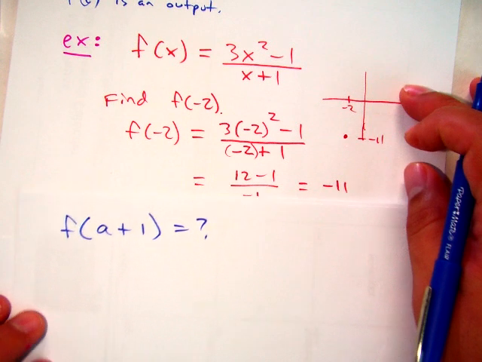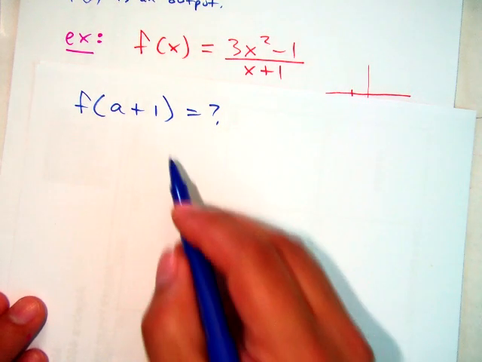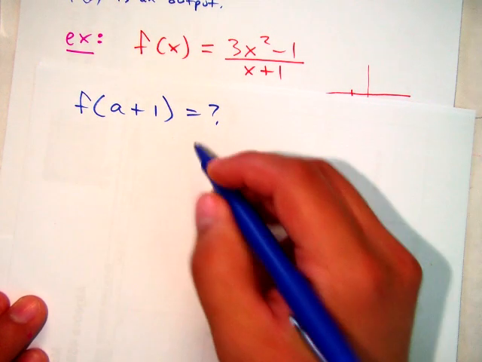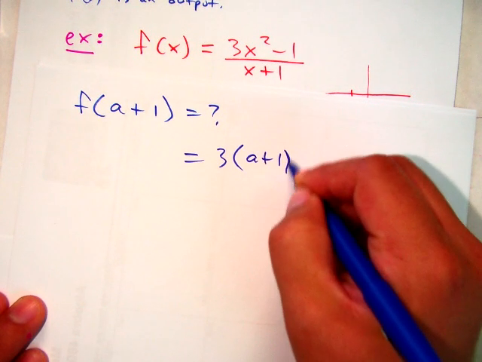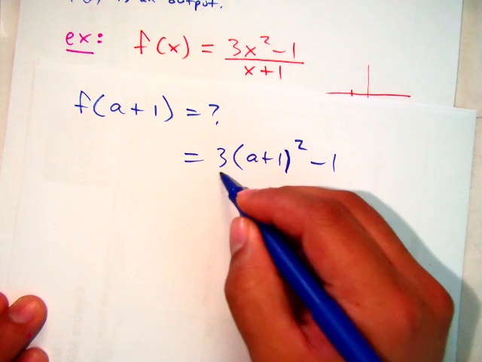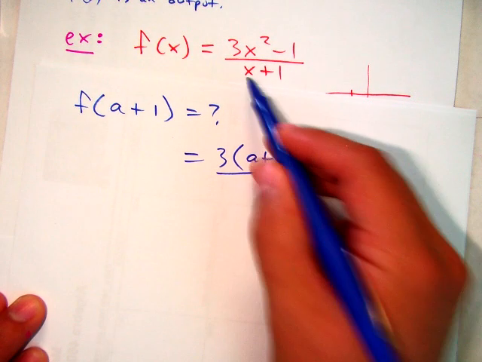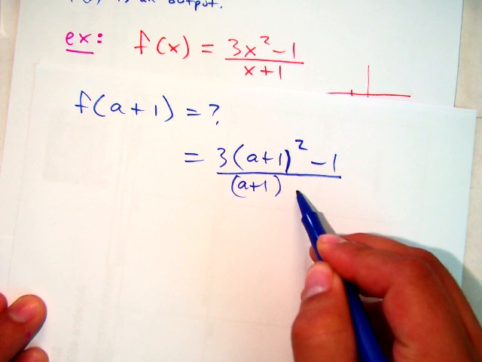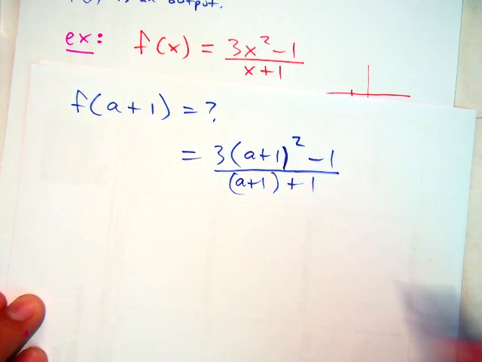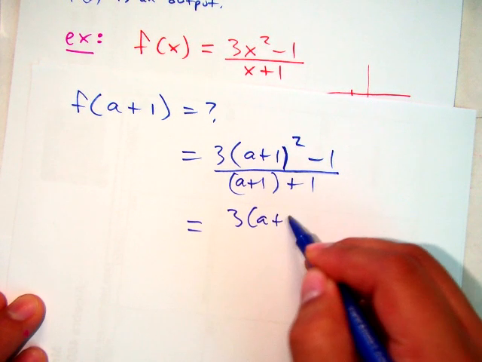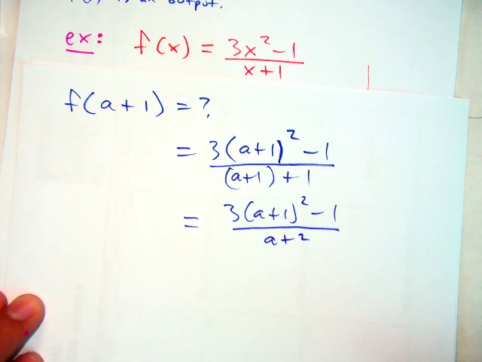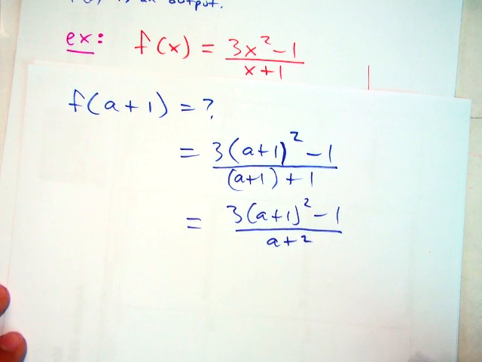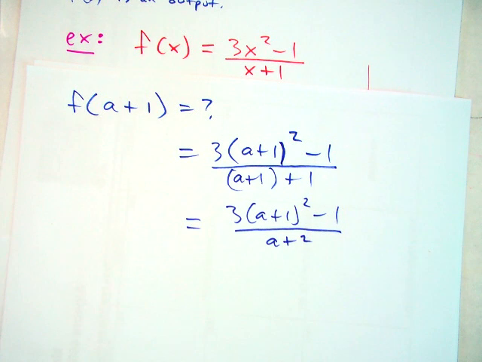So now, instead of x, everywhere there's an x, we say (a plus 1) squared minus 1, all over, instead of x, a plus 1 plus 1. And we can simplify it and say 3(a plus 1) squared minus 1 over a plus 2. Okay, are there any questions on how this works? Numbers, variables, it's just literally swapping out the x and substituting in what the new input is going to be.